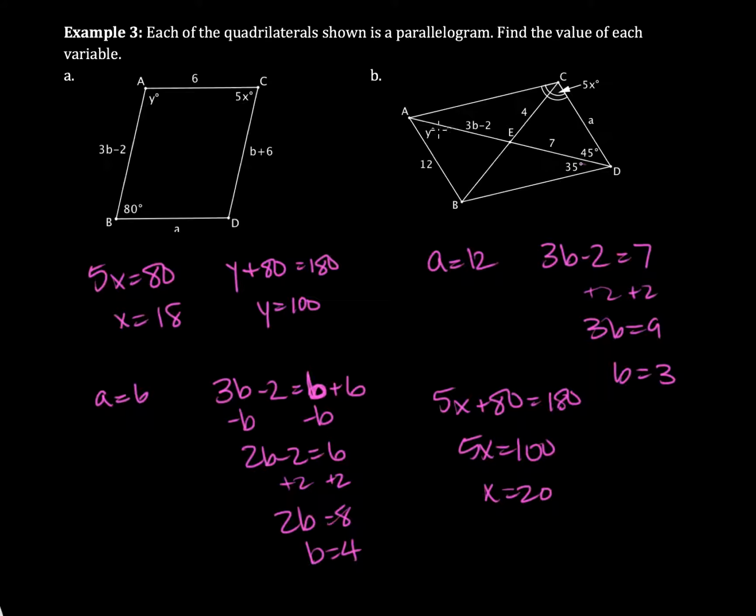And lastly, I have angle Y right here. I know that since these opposite sides are parallel, by alternate interior angles, those two angles should be congruent. So Y would equal 45.